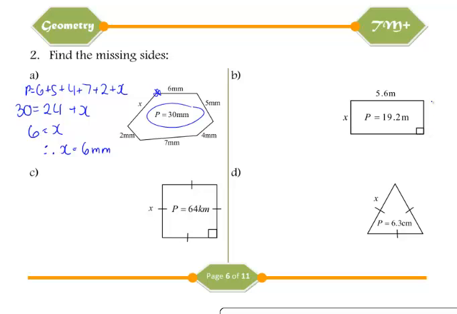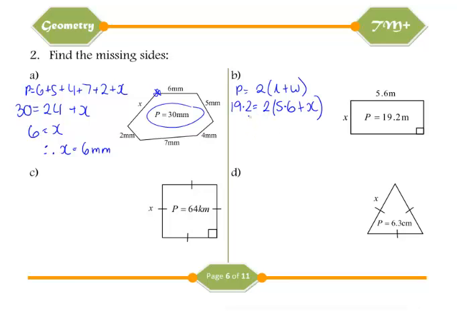Okay, in this case I've got a rectangle. So perimeter is 2 lots of the length plus the width, and the perimeter is 19.2. So that's 2 lots of the length is 5.6 plus the width, which I don't know. Okay, so from there I can divide both sides by 2 if I want, or I can expand my brackets out. I'm going to divide by 2 because I can. So 9.6 equals 5.6 plus x. Take 5.6 from both sides and I get 4. So therefore x equals 4 metres.